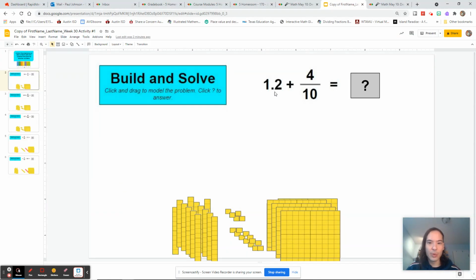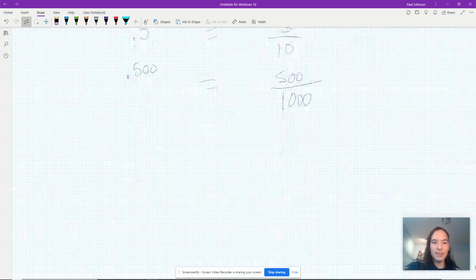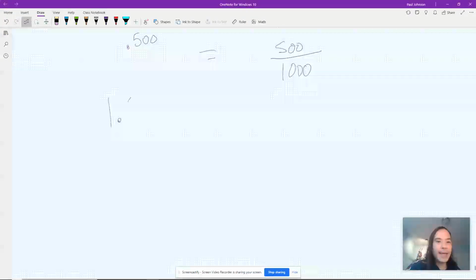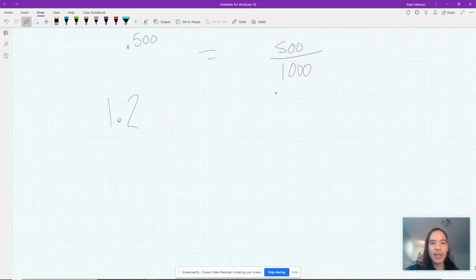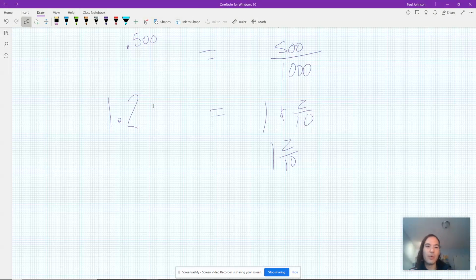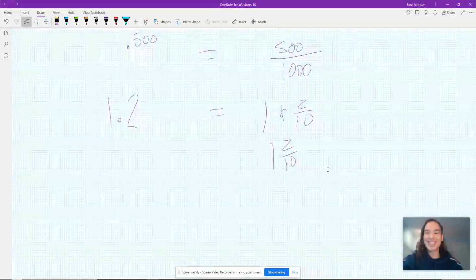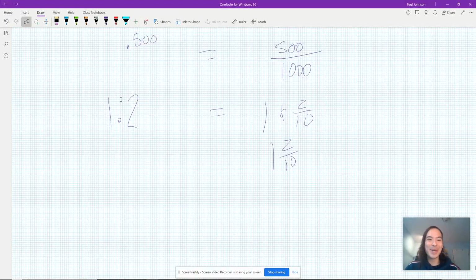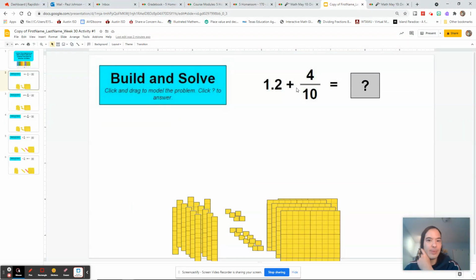For instance, on this one, 1 and 2 tenths is the same thing as 1 and 2 tenths. If you're not watching the screen, it sounds like I'm talking gibberish, but the decimal 1 and 2 tenths is the same thing as the fraction 1 and 2 tenths. So that's what we're going to use with this.